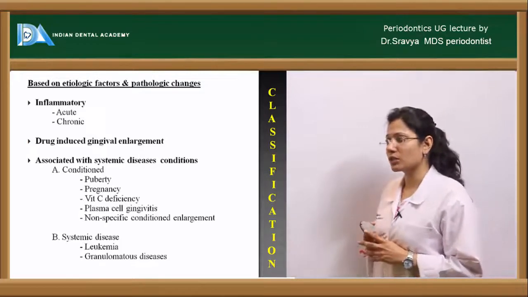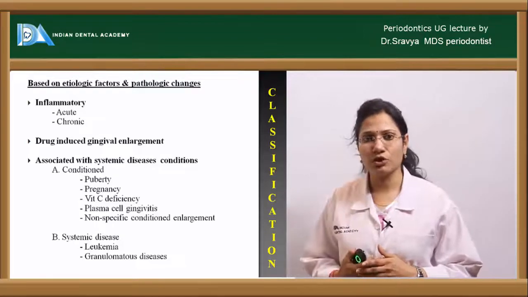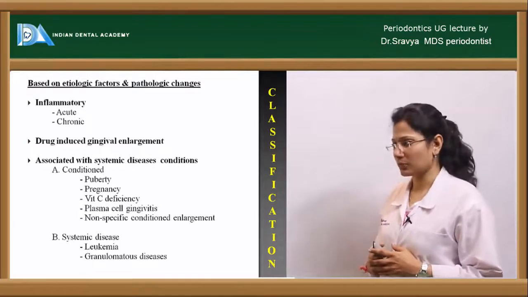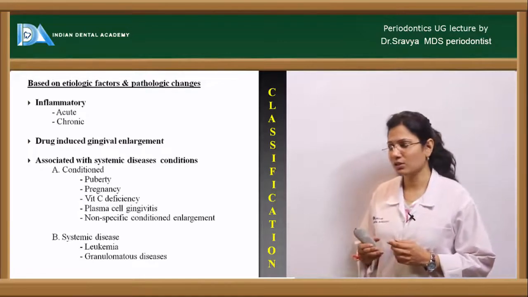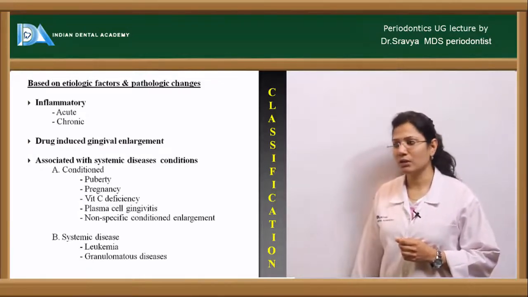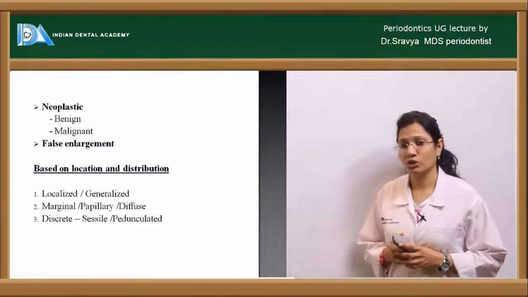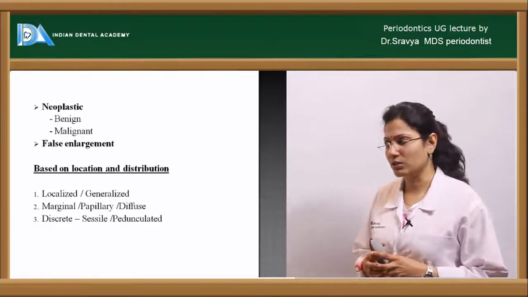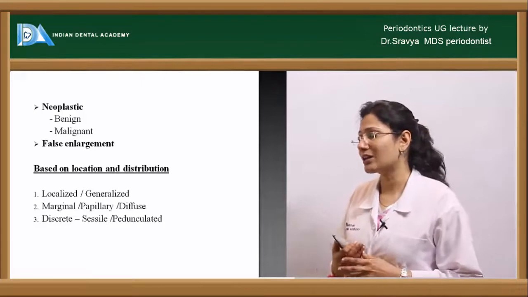The conditioned enlargement includes enlargement because of some condition like puberty, pregnancy, vitamin C deficiency, plasma cell gingivitis, or a non-specific conditioned enlargement. The second subcategory under this is systemic disease, which is leukemia or any granulomatous diseases like sarcoidosis, Wegener's granulomatosis. And then the next category is neoplastic gingival enlargement, which can be either benign or malignant, and then false enlargement.